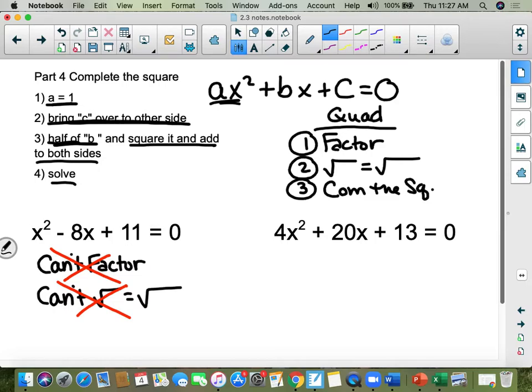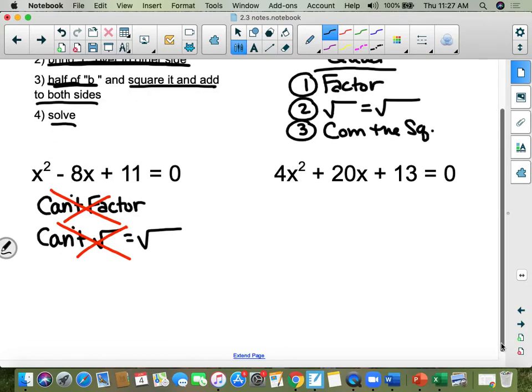The first step is the A is equal to 1. Yes, it is. The A value is equal to 1. Bring the C value over to the other side. So the C value in this problem is 11. So I'm going to bring it over to the other side by subtracting 11. You did this in Algebra 2, whoever your teacher was. You had this in Algebra 2 last year, or pre-calculus if you had pre-calculus. Okay, I talked about the A value being 1. That's done. I talked about the C value, bringing it over to the other side. That's done. Now we're going to do the B value.